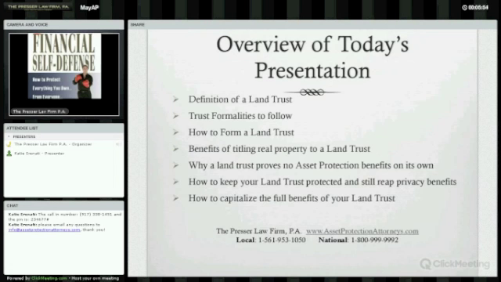I get people who call me all the time and say they've set up an asset protection vehicle and they're talking about a land trust, and really that's not the case unless it's done correctly. So we'll talk about that. We'll also talk about how to keep your land trust protected and still reap the privacy benefits. And we'll also talk about how to capitalize the full benefit of your land trust.